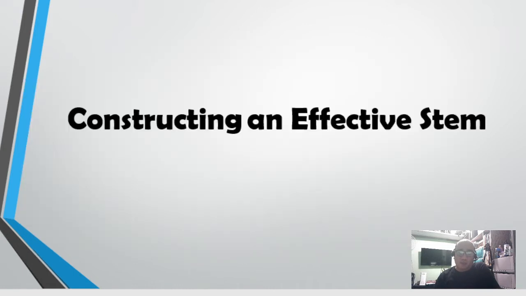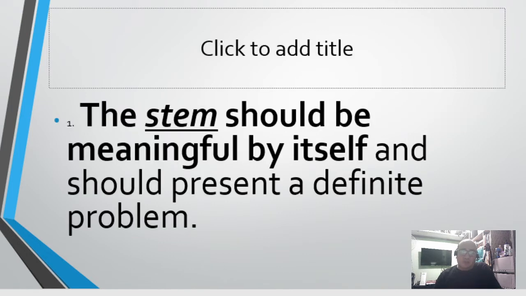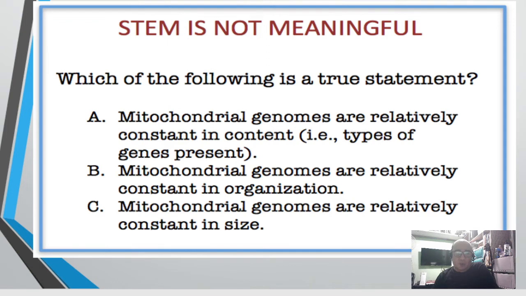Now, how do you construct an effective STEM? The STEM should be meaningful by itself and should present a definite problem. So see to it that when you are creating multiple choice questions, it should be meaningful, and as much as possible, it should present a definite problem. One example of a STEM which is not meaningful is this: which of the following is a true statement? Questions of this type fall more precisely under true or false questions.